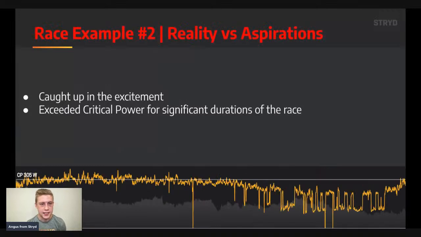So let's take a look at the second race. This will illustrate some pitfalls of the race and something you definitely want to avoid, a not so successful race execution. Once again, we can see the race execution on the bottom of the screen.